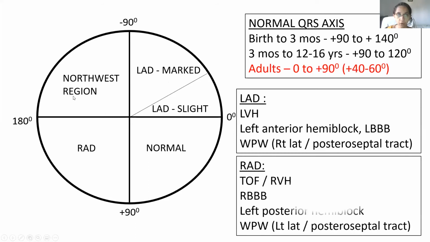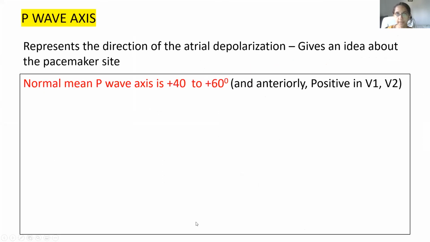And the remaining quadrant is northwest axis. We use the word northwest region. So this is also, you could say, right superior quadrant or northwest region. Now, right axis deviation, as we understood, is normal in children. However, it can happen in children with tetralogy of Fallot, right bundle branch block, and sometimes accessory pathways. So these are the abnormal QRS axis.